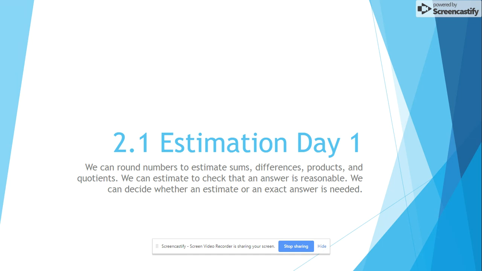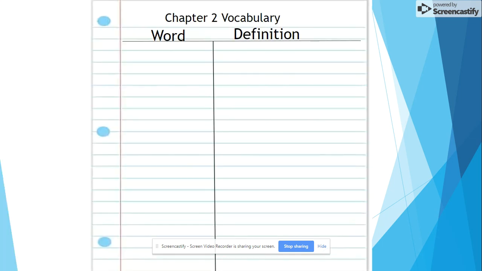So what I want you to do now is open up your notebooks, and set up your vocabulary notes to look just like mine. I need you to pause the video and make sure that the top of your page says Chapter 2 Vocabulary and that you have your 2-column notes with word on the left and definition on the right.